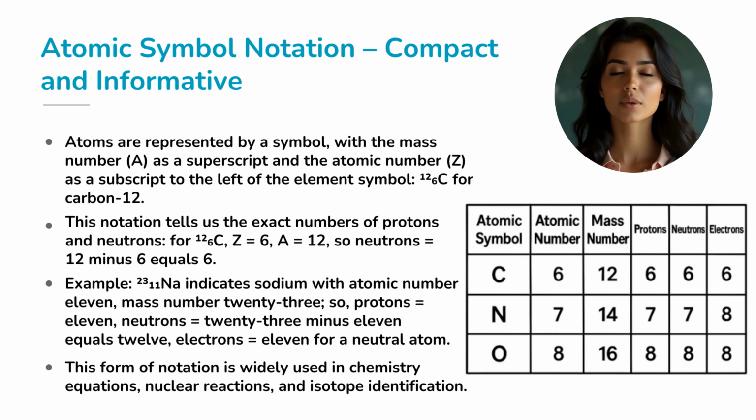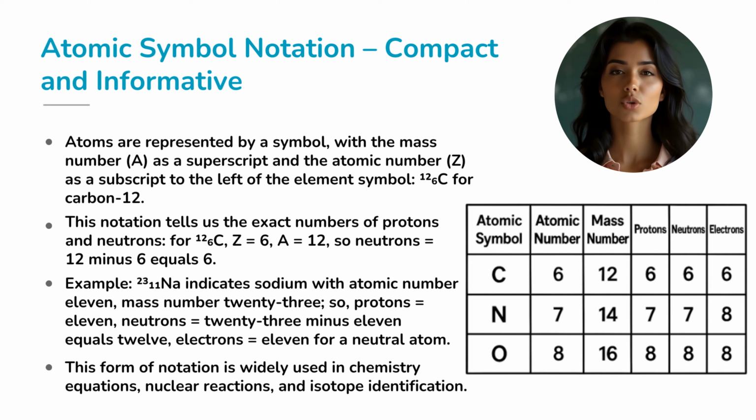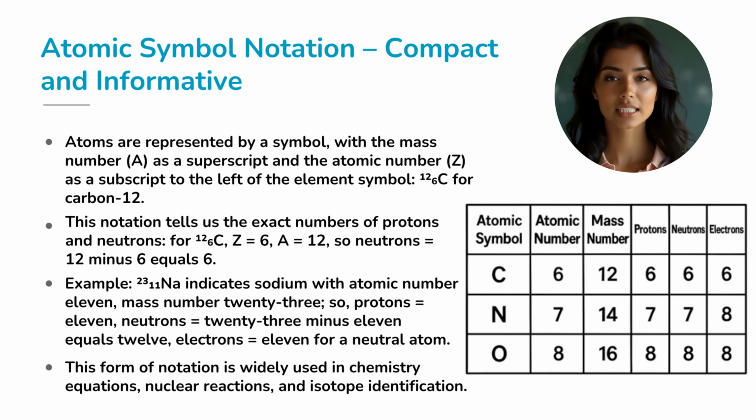Let's do sodium, with 23 as superscript and 11 as subscript. Now, that's sodium with atomic number 11 and mass number 23. Protons, 11. Neutrons, 23 minus 11 equals 12. Electrons, 11 for a neutral atom. This style of notation is used everywhere, from balancing equations to identifying isotopes in nuclear reactions.